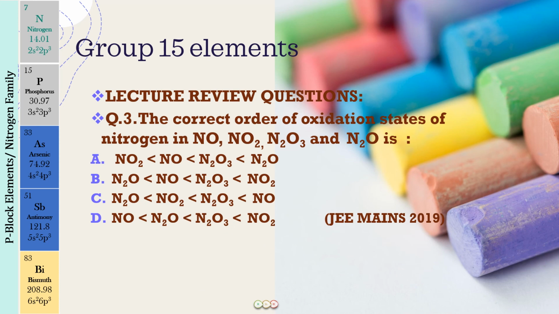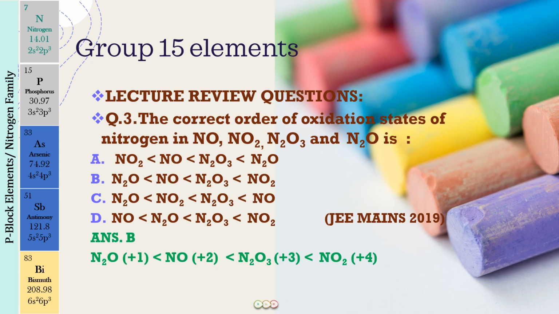So the next question is a JEE Mains 2019 question, and a very easy one. The correct order of the oxidation states of nitrogen in NO, NO2, N2O3 and N2O is, and you have to write down the correct order from a lower oxidation state to a higher oxidation state. Well, the answer is going to be the B choice.